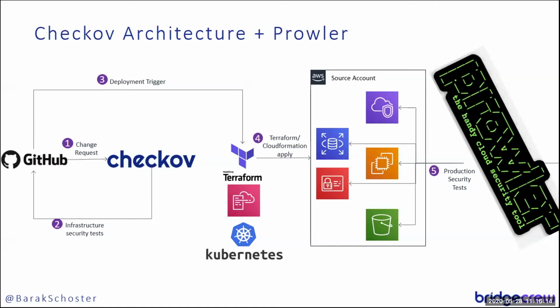Let's take a look at what an architecture of both Checkov and Prowler would look like. You will have Checkov as part of your CI/CD pipeline, like a GitHub Action, monitoring each and every commit and every infrastructure change. And on the other hand, you will have Prowler monitoring your production environment, detecting any activity that was made manually on the AWS account or any activity that cannot be identified using a static check.